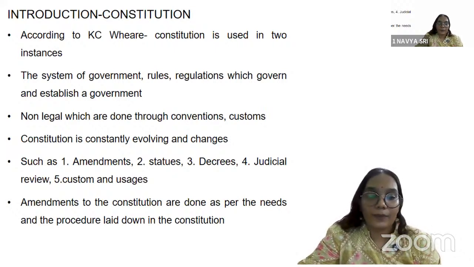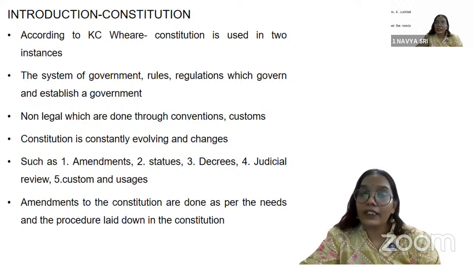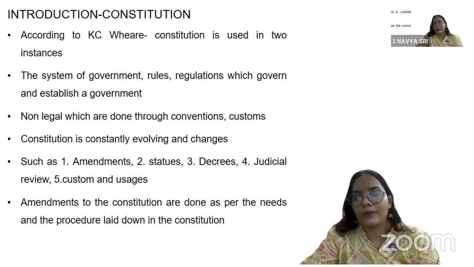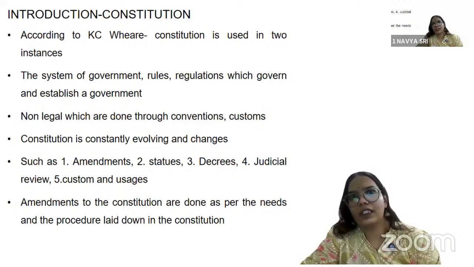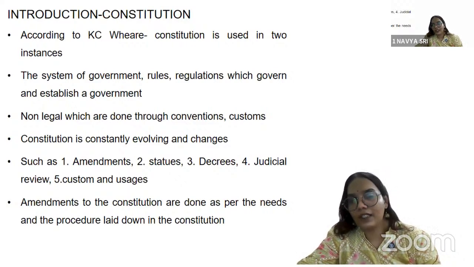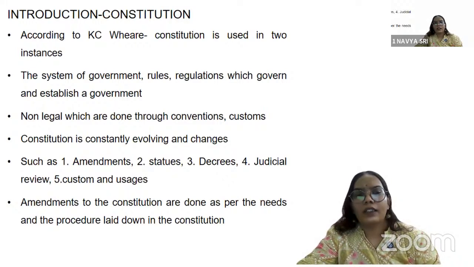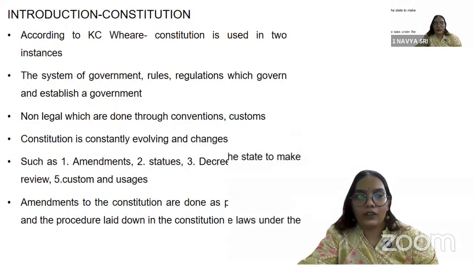So now what are these amendments? Amendments are done as per the needs and the procedure laid down in the constitution. Article 368 lays down the procedure for the government to amend any part of the constitution itself. There have been many cases around Article 368. Then the Kesavananda Bharati case established that the Constitution shall maintain the basic structure intact, and the government can amend the other parts of it. So amendments are done to the Constitution as per the needs and the procedure laid down in the Constitution.